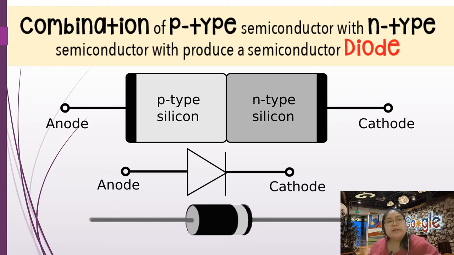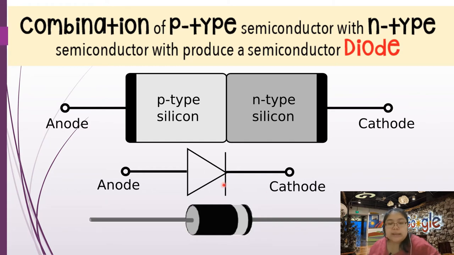Okay, after we see the n-type, we see the p-type. Now we need to combine. When you combine the two types of semiconductor, we get a new name: the semiconductor diode. When they just join together, the p-type we join with the positive terminal, because it's a positive type. So this one we call an anode. The n-type we must join with the negative terminal. So this one we call the cathode.